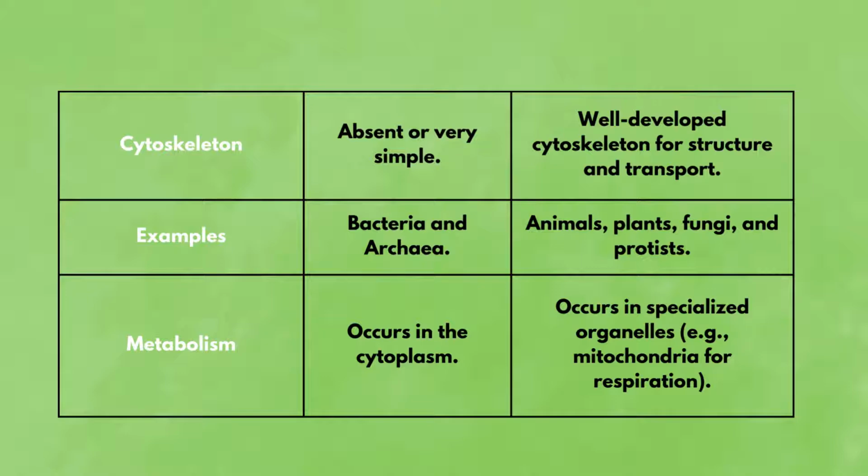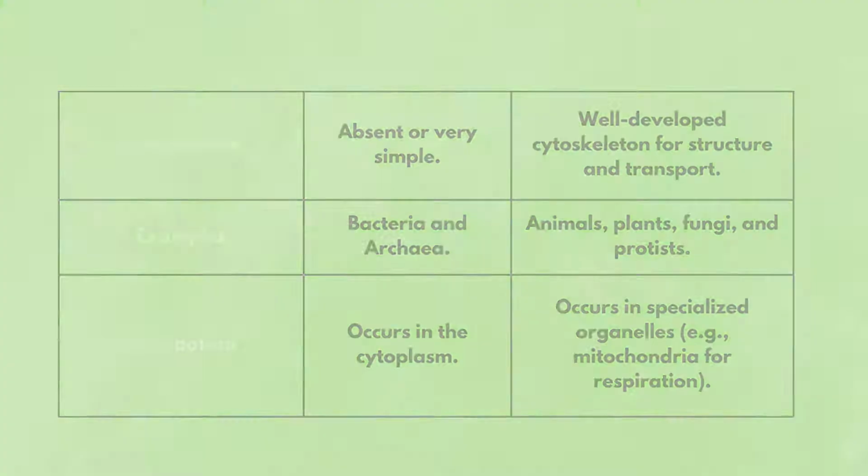10th one is metabolism. In prokaryotic cells, metabolic processes occur in the cytoplasm or on the plasma membrane. In eukaryotic cells, these processes occur in specialized organelles like mitochondria, for energy production.